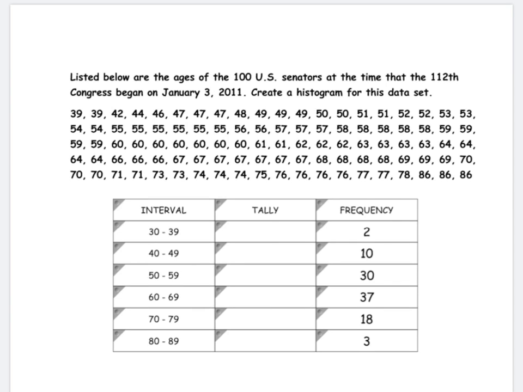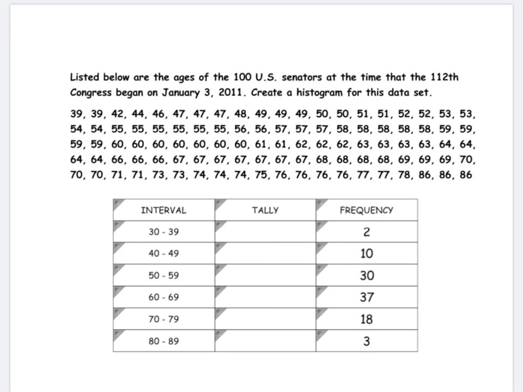So if we take a look at this one, this was the ages of the senators that began the 112th Congress on January 3, 2011. If we create a histogram for the data set, we first have to look through what our numbers are to create the interval. So it looks like my smallest number in the list is 39 and my biggest is 86. So we need to basically go from 39 to 86.